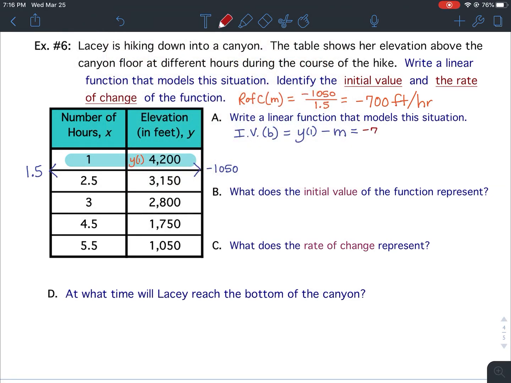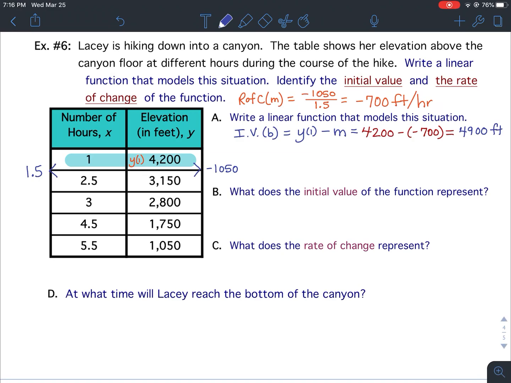So that would be 4,200 minus negative 700. So that ends up being addition, because remember, the elevation when she starts is the highest. So the number you get here has to be greater than this first number in the chart. It has to be greater because it's the highest point of the canyon. So that would be 4,900 feet.